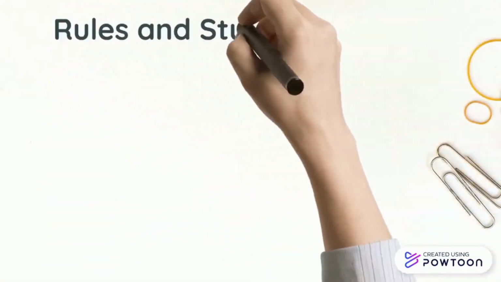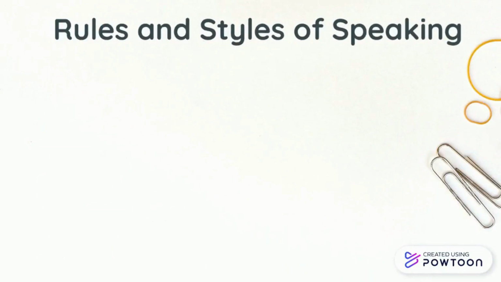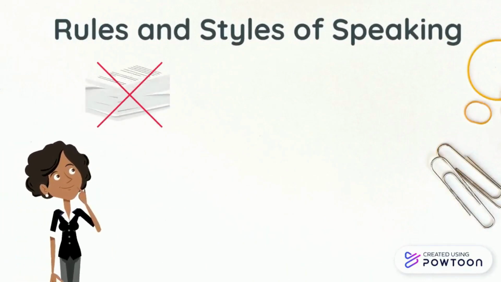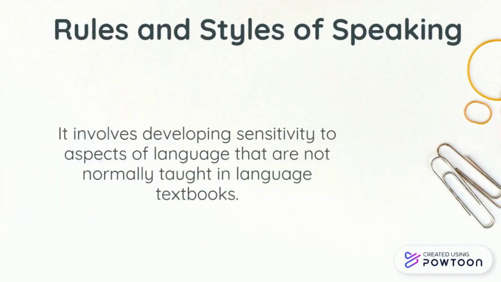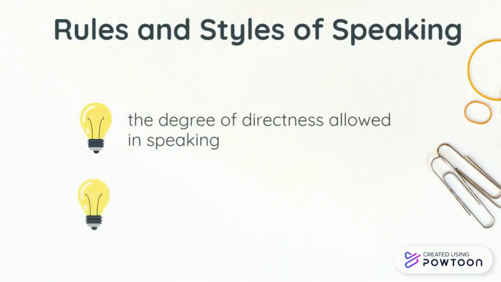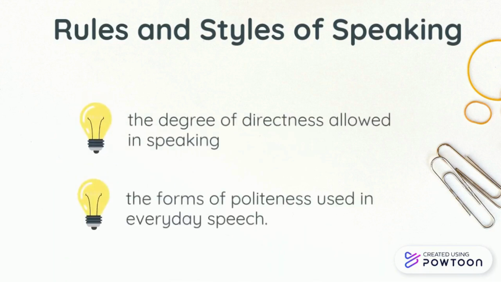Rules and styles of speaking. In language, rules for speaking are unlike rules for grammar or spelling and writing. These rules of speaking are usually not studied formally. It involves developing sensitivity to aspects of language that are not normally taught in language textbooks. Some important rules include the degree of directness allowed in speaking and the form of politeness used in everyday speech.